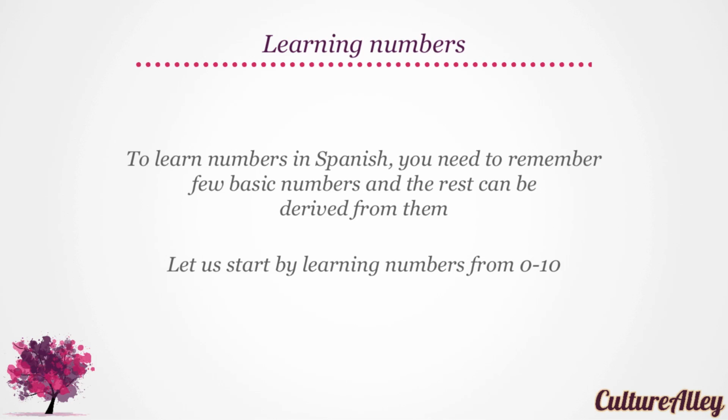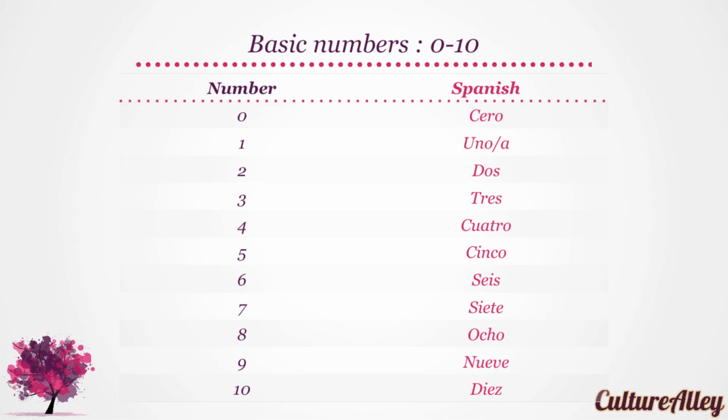Let us start by learning numbers from 0 to 10. 0 translates to cero. Try saying that. Cero. 1 becomes uno or una. Can you say that? Uno or una. 2 is dos. Say that, please. Dos. 3 becomes tres. Try that one. Tres. Very good. 4 will be cuatro.